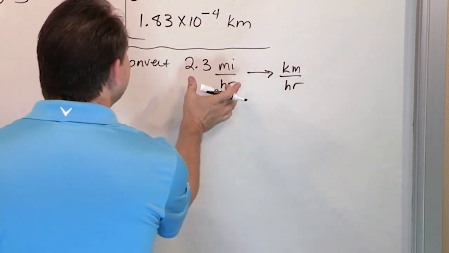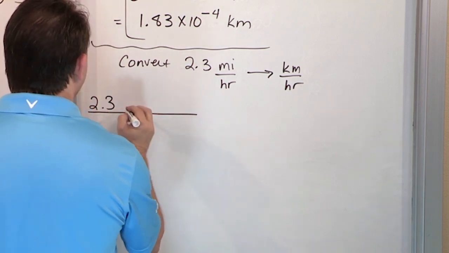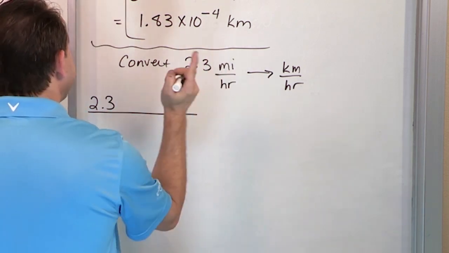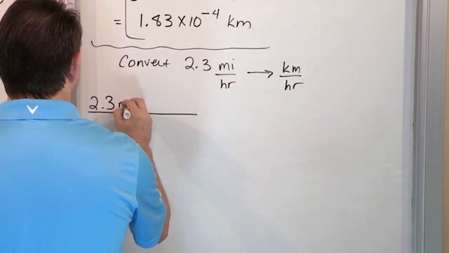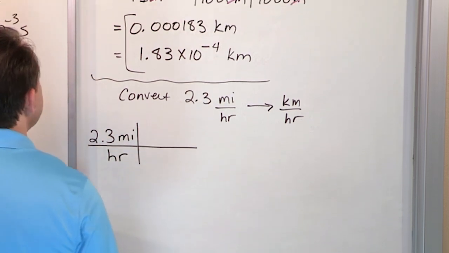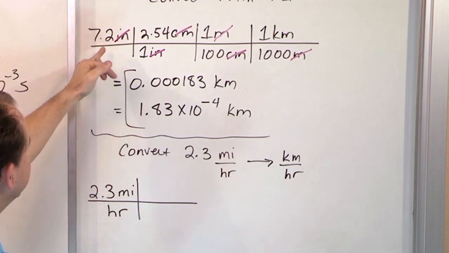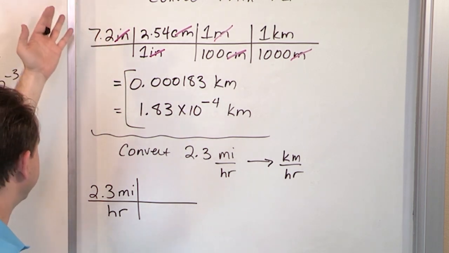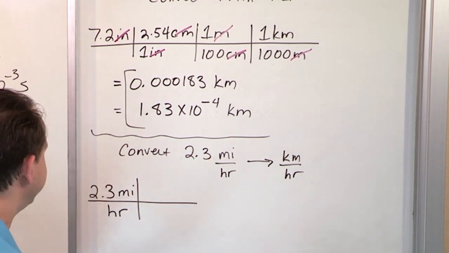So how do you do it? You write down what you know. 2.3. Here's how you write 2.3. Notice the unit is a fraction. So the way you write it is miles on top per hour on bottom, and you draw your line. Notice in all the other problems, you just had a single unit on top and there was nothing on the bottom because it was just inches or whatever it was. Here it's miles per hour, so this is a fraction.